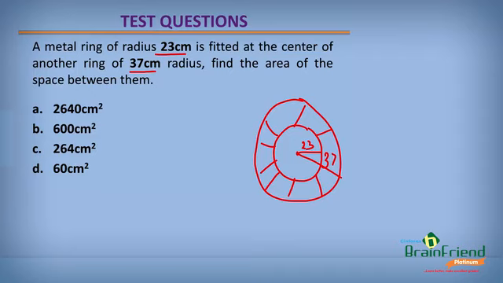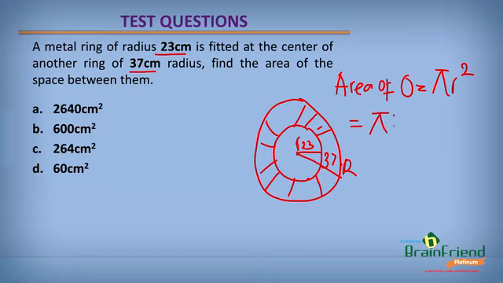And this is a circular ring. The area of a circle is equal to pi r square. So to find the area of this space, we simply subtract the area of the smaller circle from the area of the bigger circle. So let's say the radius of the bigger circle has a big R, while the smaller one has a small r. So the area of the space between them will be equal to pi R square, that is the area of the big circle, minus pi small r square, that is the area of the small circle.